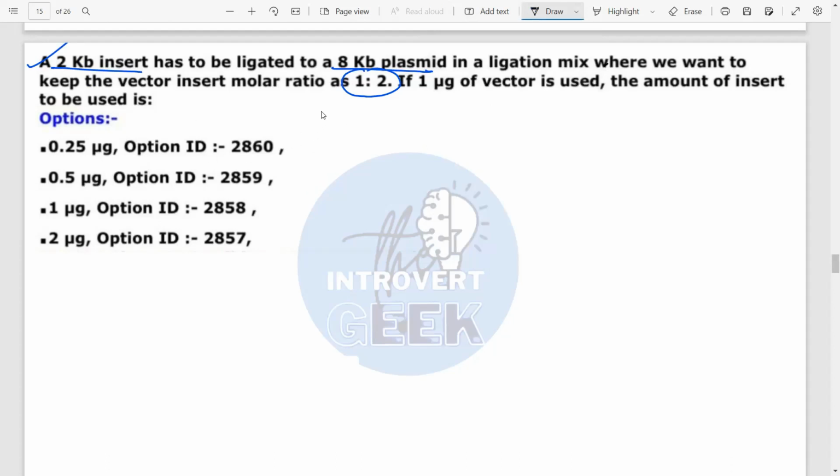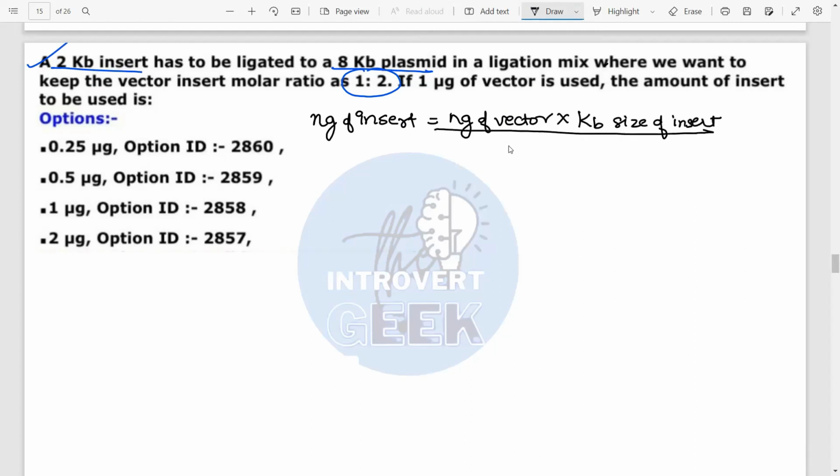So to calculate the amount of insert in nanogram, the formula is: nanogram of insert is equal to nanogram of vector into kb size of insert, divided by kb size of vector into molar amount of insert divided by molar amount of vector.